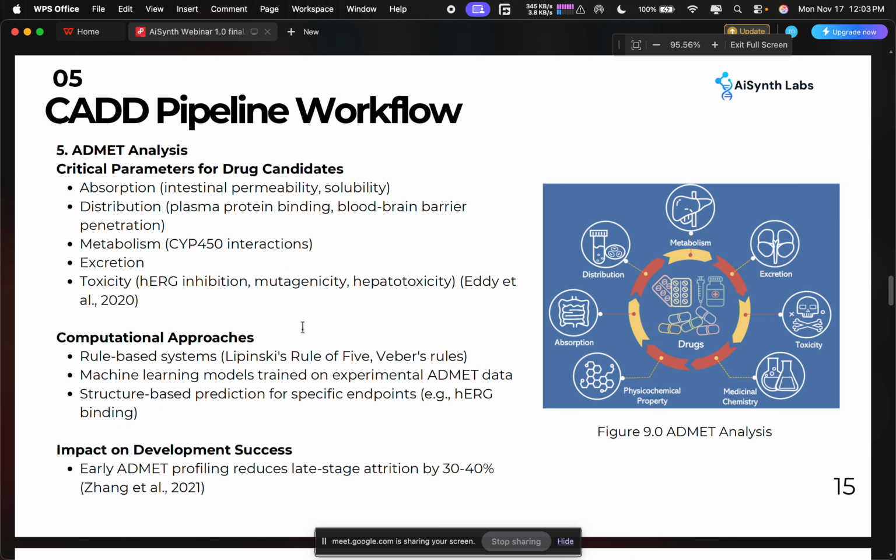And that's ADMET analysis. I think we have some pharmacology students here, and for those who are not pharmacology or pharmacy students, ADMET is absorption, that's the A, distribution for the D, metabolism for M, E is excretion, and T for toxicity. Now, absorption, distribution, metabolism, and excretion are part of pharmacokinetics. What is pharmacokinetics? Basically, what the body does to the drug. In as much as the drug does something to the human body, the body also does something to the drug.